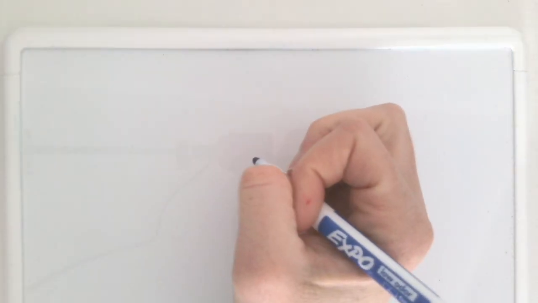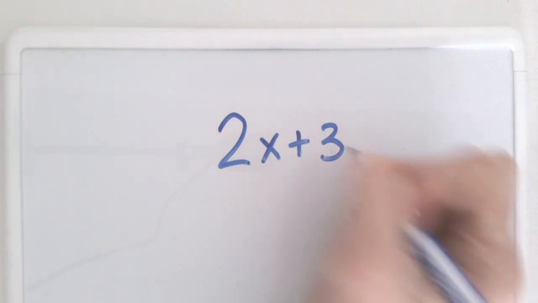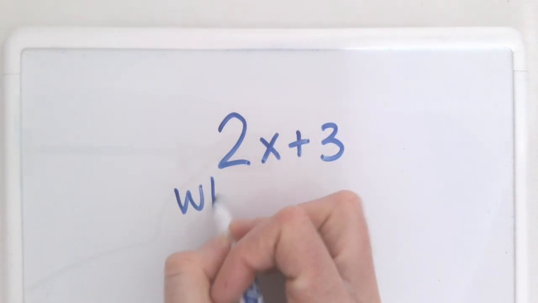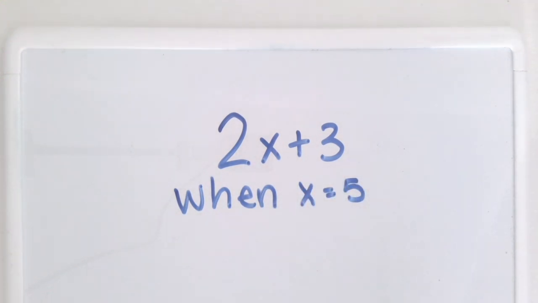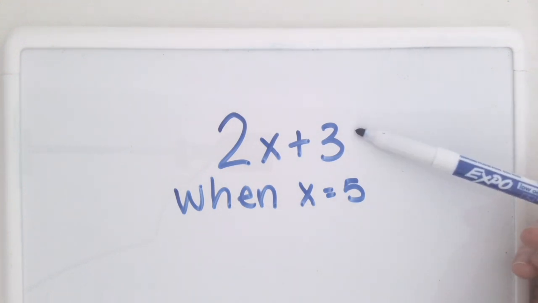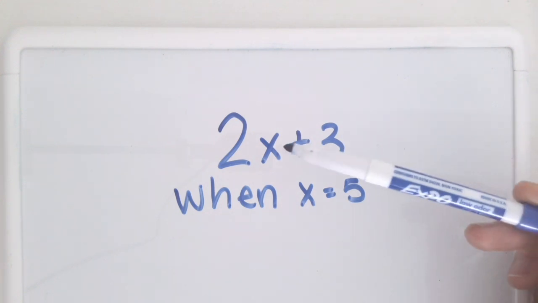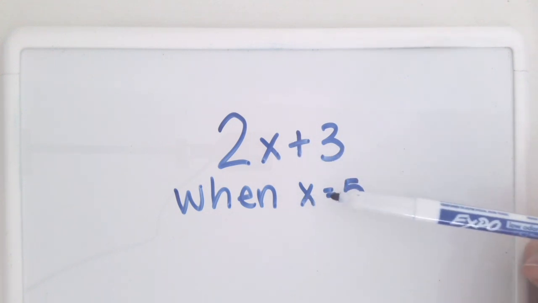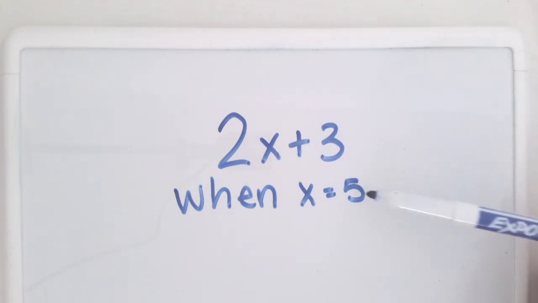Okay, we're given the expression 2x plus 3, and we're given the variable when x is equal to 5. So again, whenever you're evaluating an expression, they're going to provide you with the expression, and then they're going to tell you what the variable is equal to. So in this case, they're telling us everywhere you see the letter x, it's actually equal to the number 5. So wherever you see the letter x, you can replace it with the number 5. So we're going to do just that.